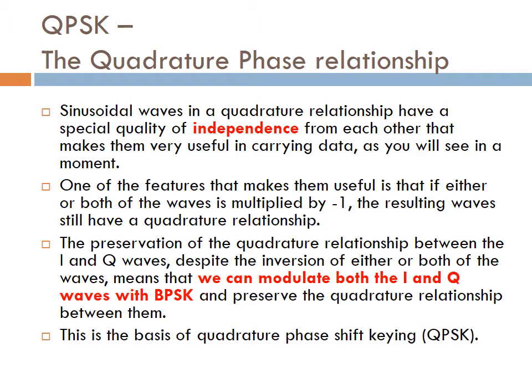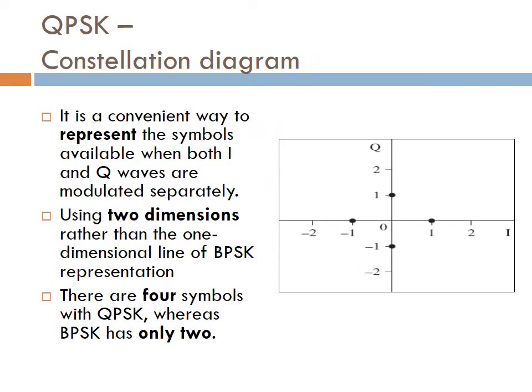One of the features that make them useful is that if either or both of the waves is multiplied by -1, the resulting waves still have a quadrature relationship. For instance, if I take the I wave of part A of the previous figure and multiply it by -1, the result is a wave that shows a quadrature relationship with the original Q wave, as you can see in the following figure.